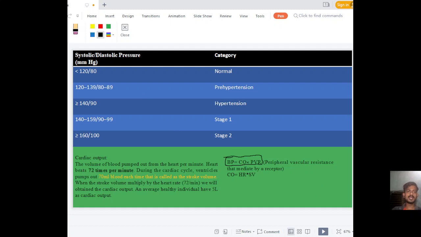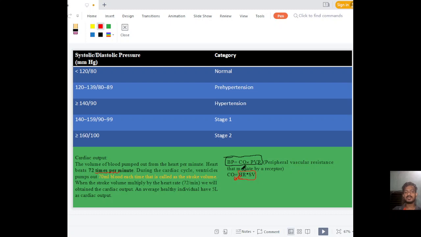So what is cardiac output? Cardiac output is the amount of blood that comes out from the heart per minute. In a minute, how much blood comes out from the heart, that is called cardiac output. And cardiac output is a multiplication of heart rate and stroke volume.